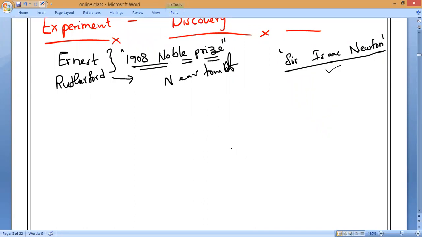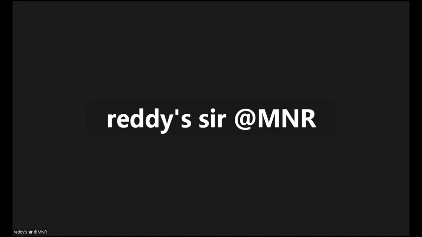Now, first the experiment, because in your book no experiment is given. Only the observation diagram is given in the book. So let us study what this experiment is and how it was done. Observe, this experiment is not there in our book. If you want, you can draw this diagram later. I'll send it in the group also.